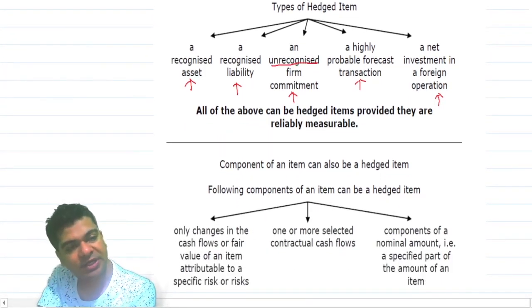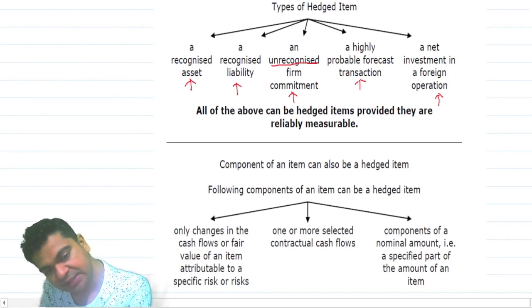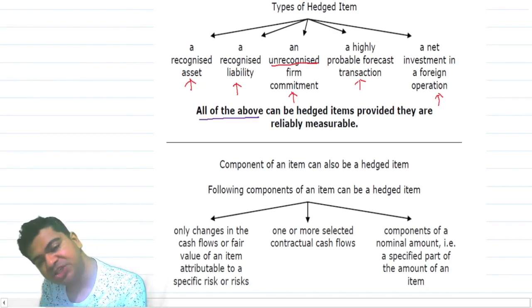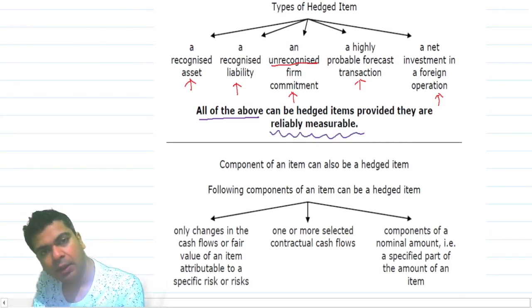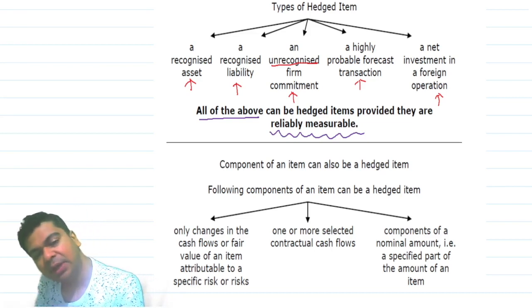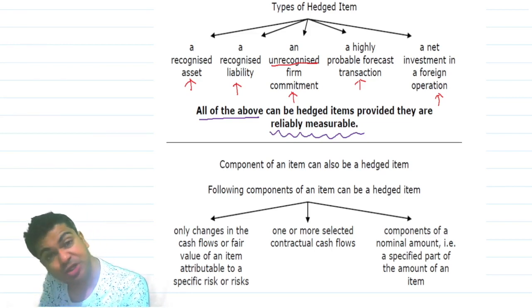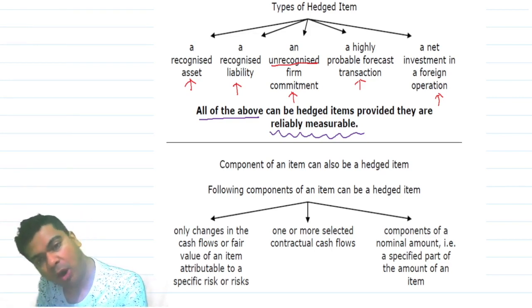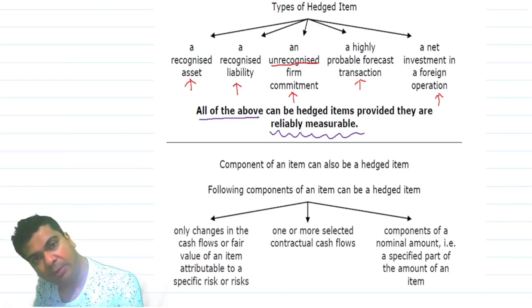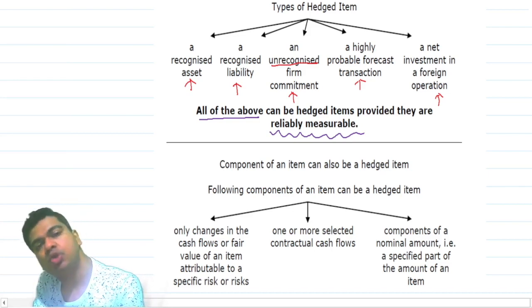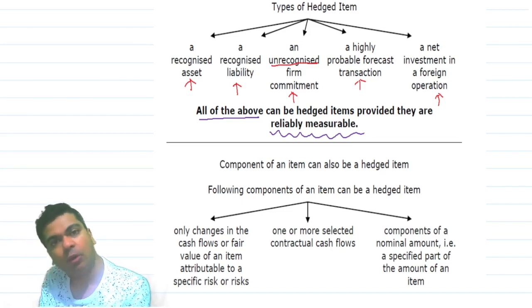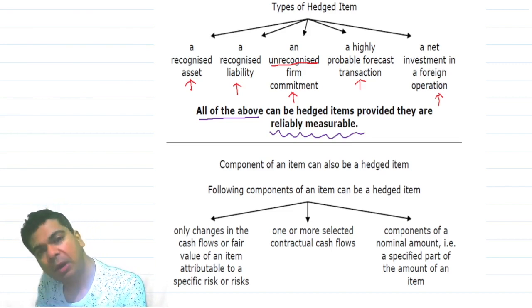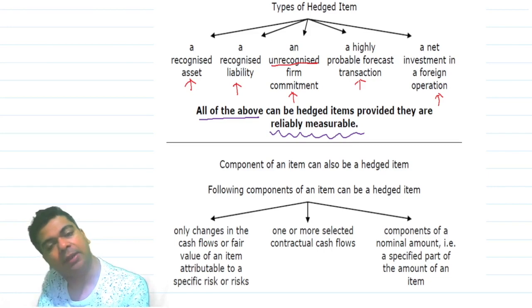Of course, one common condition for all of them, they are saying all of the above can be hedged items provided they are reliably measurable. Okay, basically a recognized asset, a recognized liability, these are definitely reliably measurable, because without their measurement they would not have been incorporated in our books. But the moment you say an unrecognized firm commitment, a highly probable forecast transaction, mainly these two items are the items where you have still not done any accounting in your books. You will do this accounting on a future date. So at what amount will they be recorded? They should be reliably measurable.